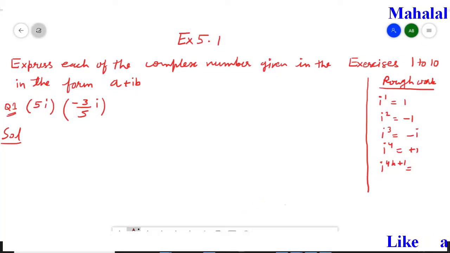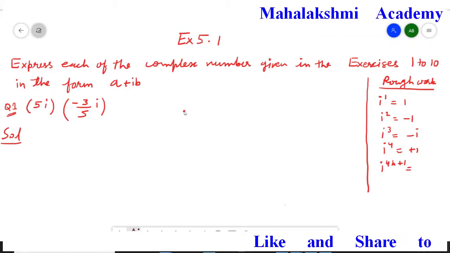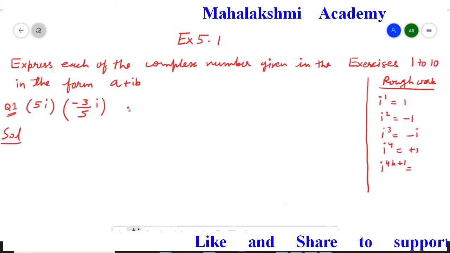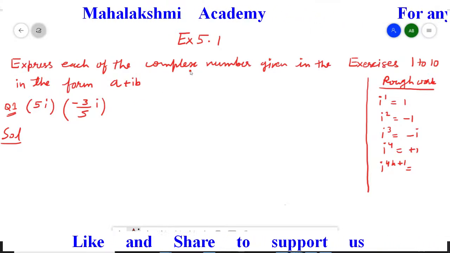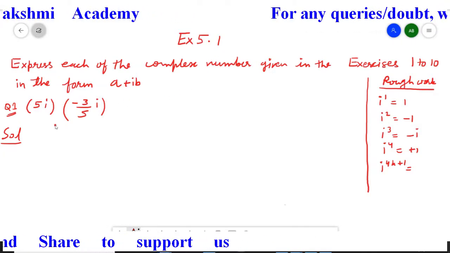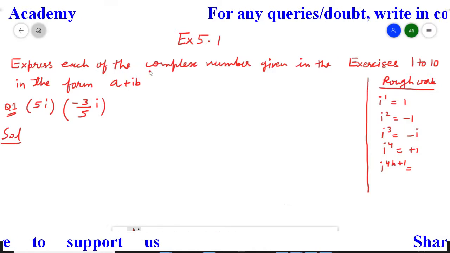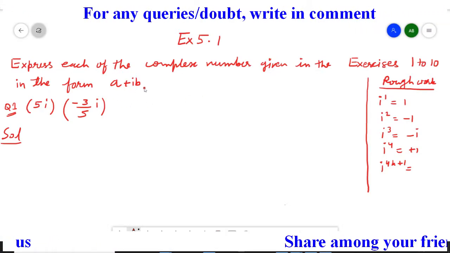Hello everyone, I am going to explain question number 1 from exercise 5.1, and this question belongs to 11th class maths. The topic of chapter 5 is complex numbers and quadratic equations. The first question is: express each of the complex numbers in the form a plus iota b.